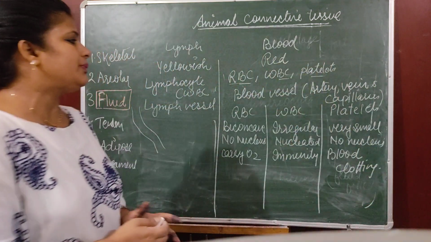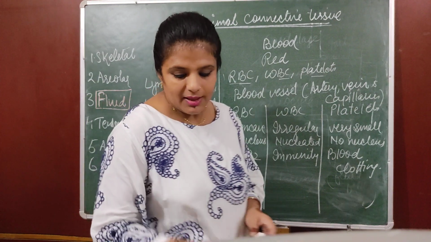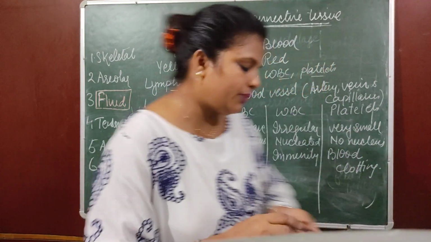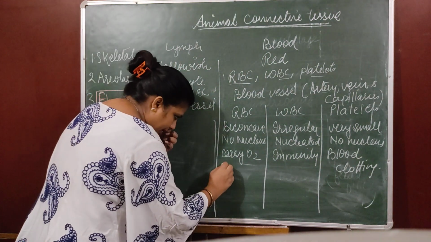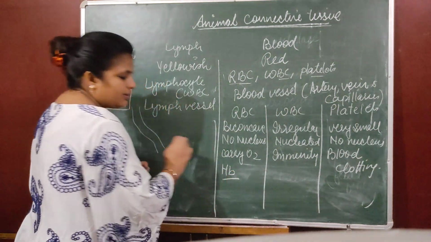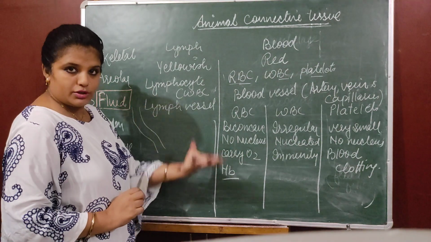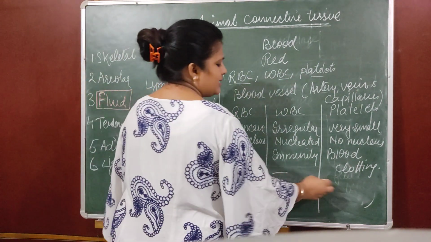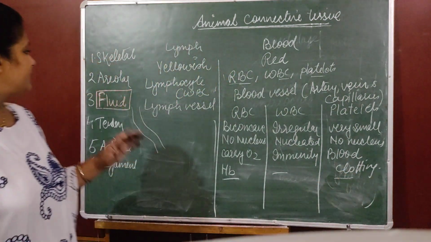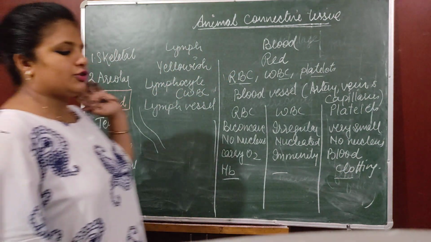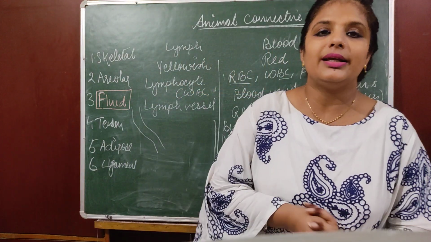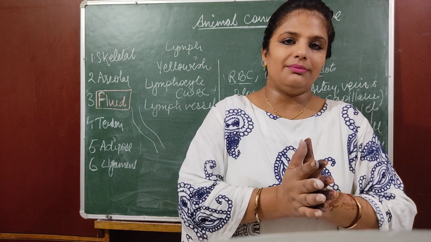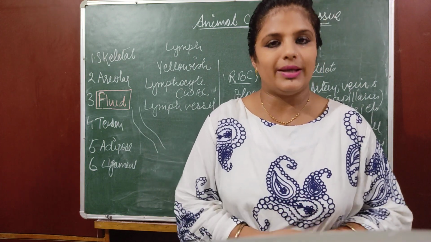There are a lot of differences between RBC, WBC and platelets, but we are going to discuss only a few. One more we can discuss, that RBC contains hemoglobin, which combines with oxygen and forms oxyhemoglobin. So it helps in carrying oxygen. They do not have any such kind of pigment. Okay. So we have done fluid connective tissue also. By this, the entire connective tissue topic is over here.